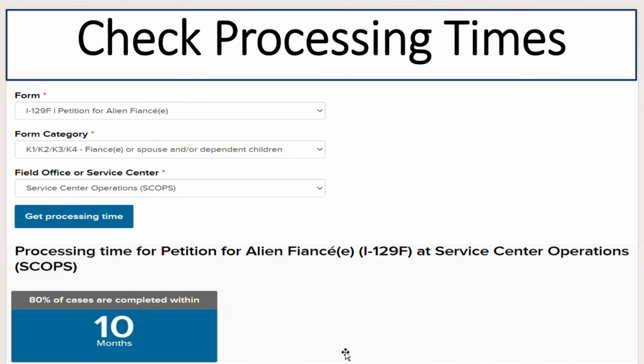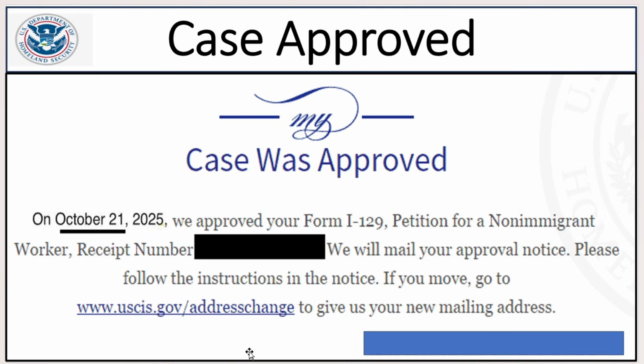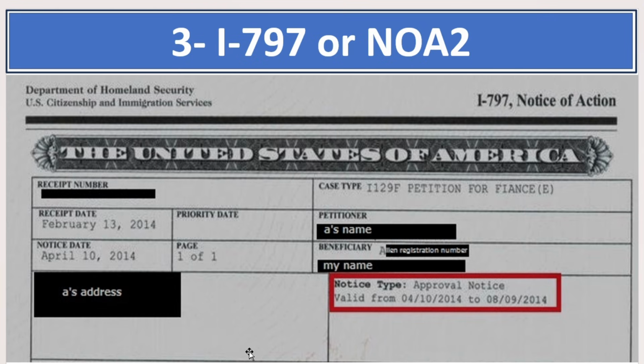Now you must check the processing times for I-129F. As of today, the processing time is 10 months. And once your petition is within this time frame, your case will be approved and the status will change. If you check, the status will change to case was approved, and they will send you an I-797 approved notice or NOA 2, notice of action 2. Basically, they approved your petition and they will send it to NVC for processing.